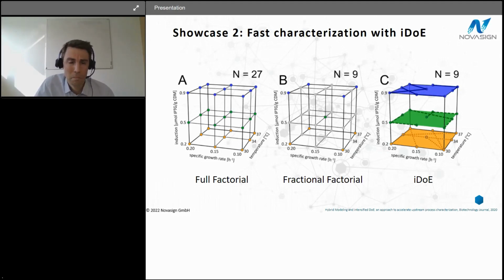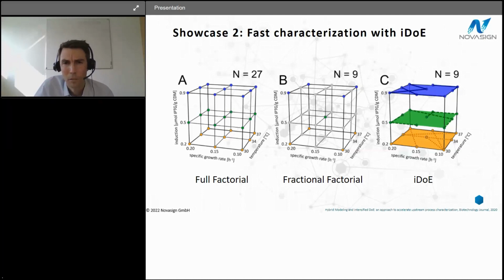The second approach is to reduce your experimental effort by just taking out experiments. You see this in the fractional approach, where you reduce experimental effort by taking points out. But it's also clear that this comes with the drawback that you're not able to describe the design space in the same way because you significantly reduce the amount of experiments. The third one, which I want to suggest here, is this intensified design of experiments approach.